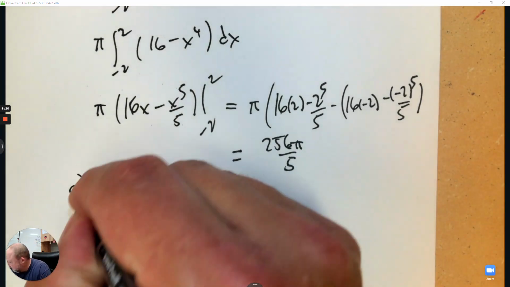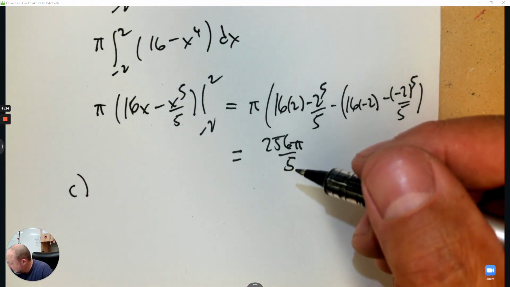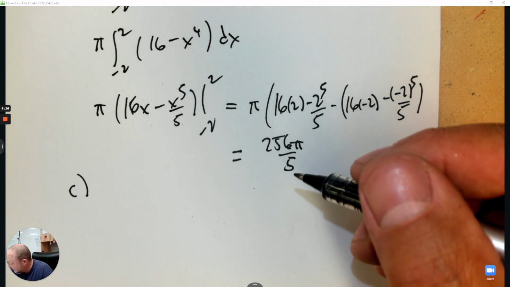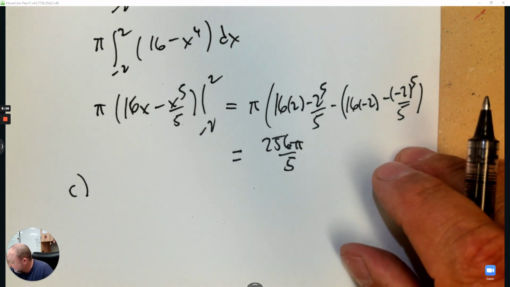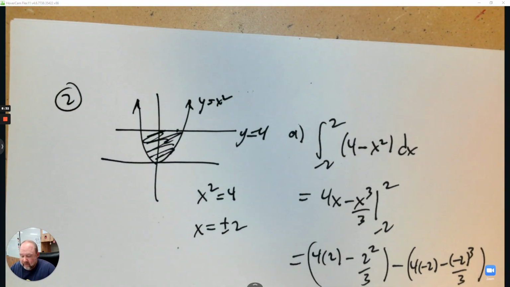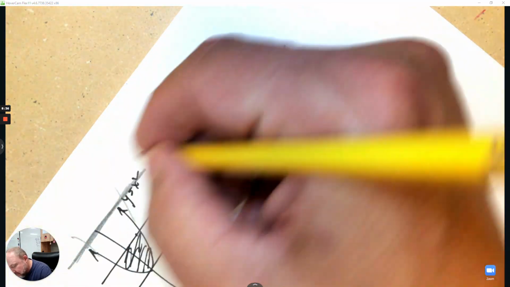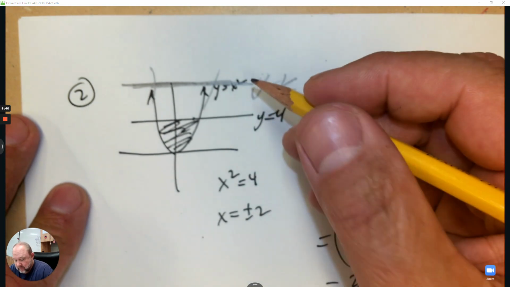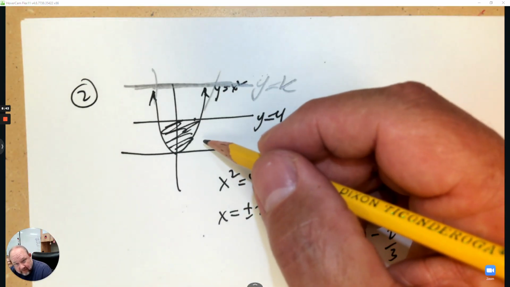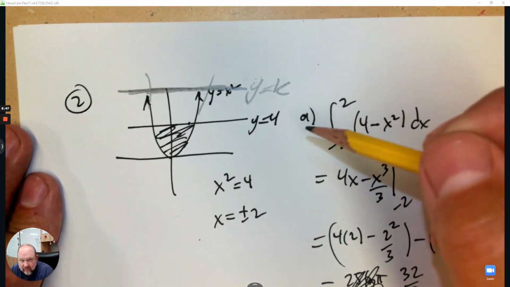The last question is, there exists a number k where k is bigger than 4, so that when it's revolved around the line y equals k, the resulting solid has the same volume. So I'm going to draw another line above that, up here somewhere, and the line is y equals k. And so there exists something above where if I revolve it around that, it will have the same volume.